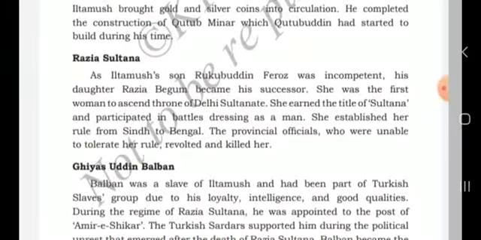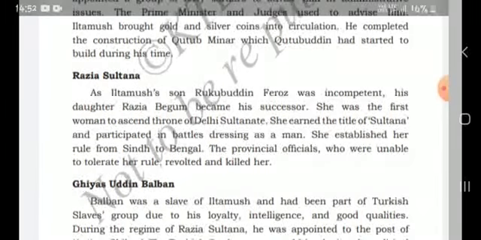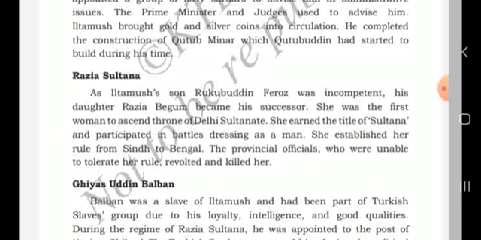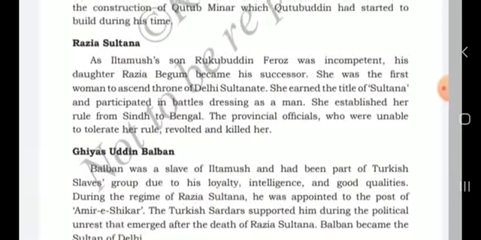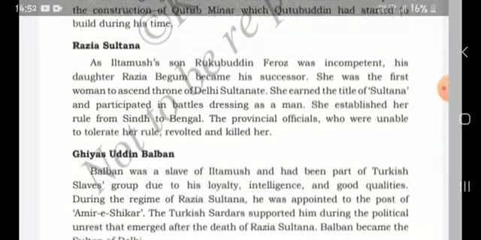As Iltutmish's son Rukunuddin Firoz was incompetent, his daughter Razia Begum became the ruler. She participated in many battles dressing as a man, and established her own kingdom's rule from Sindh to Bengal. The provincial officials, who were unable to tolerate her rule, revolted and killed her.